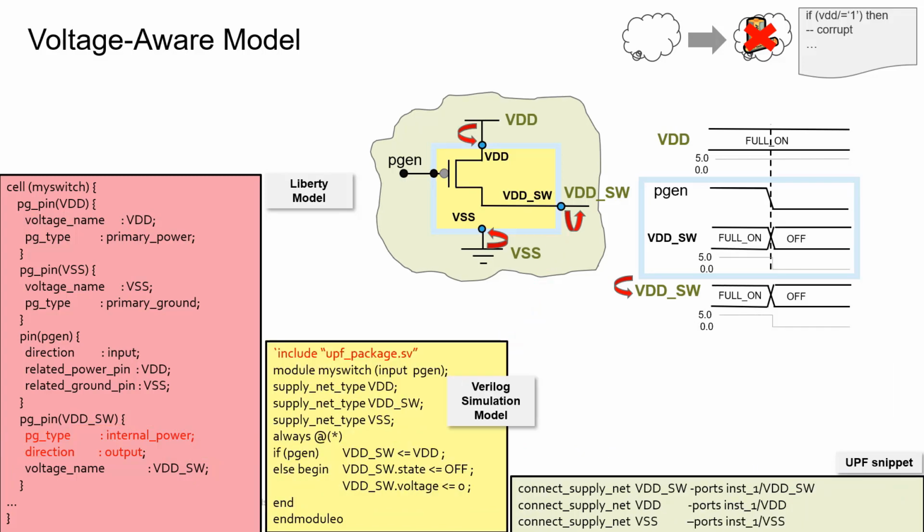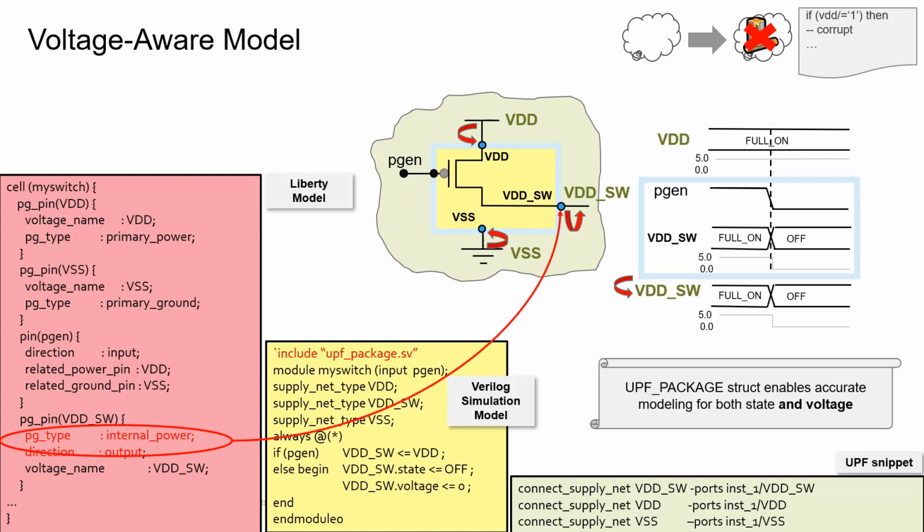That's why you may also use, and it will be back to my point, voltage-aware models, meaning that this time you've got the SupplyNet type VDDSW, you can connect. That means that as you can see, VDDSW this time has a voltage, 5.0 or 0, and a state which is full on or off. That means that during the connection to the 1801 world, you will have the voltage and the state. This will be a nicer way to play with that. And in other words, the UPF package structure enables you to accurately model your state and voltage.